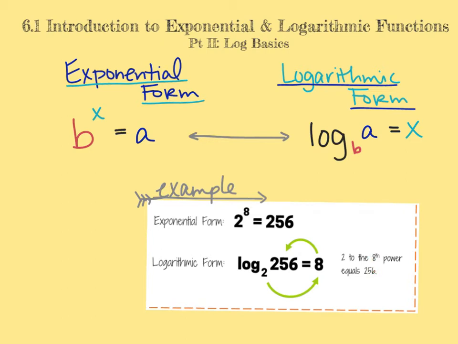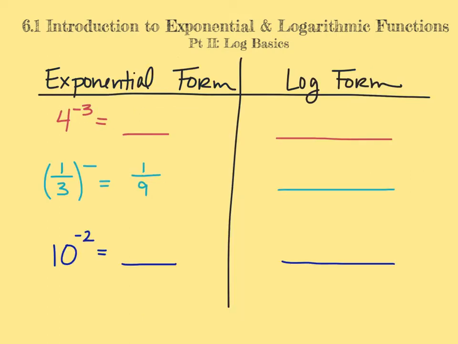Let's take a look at converting some expressions between exponential and logarithmic form. Here we have 3 examples that are not quite complete in exponential form, so we're going to do a little bit of learning along the way, and then we want to rewrite them in logarithmic form, or log form for short. Here we have 4 to the negative third equals something. We have to figure out what that something is. In part 1, we talked about negative exponents. This means 1 over 4 to the positive third, or 1 over 4 cubed, which is 1 over 64.